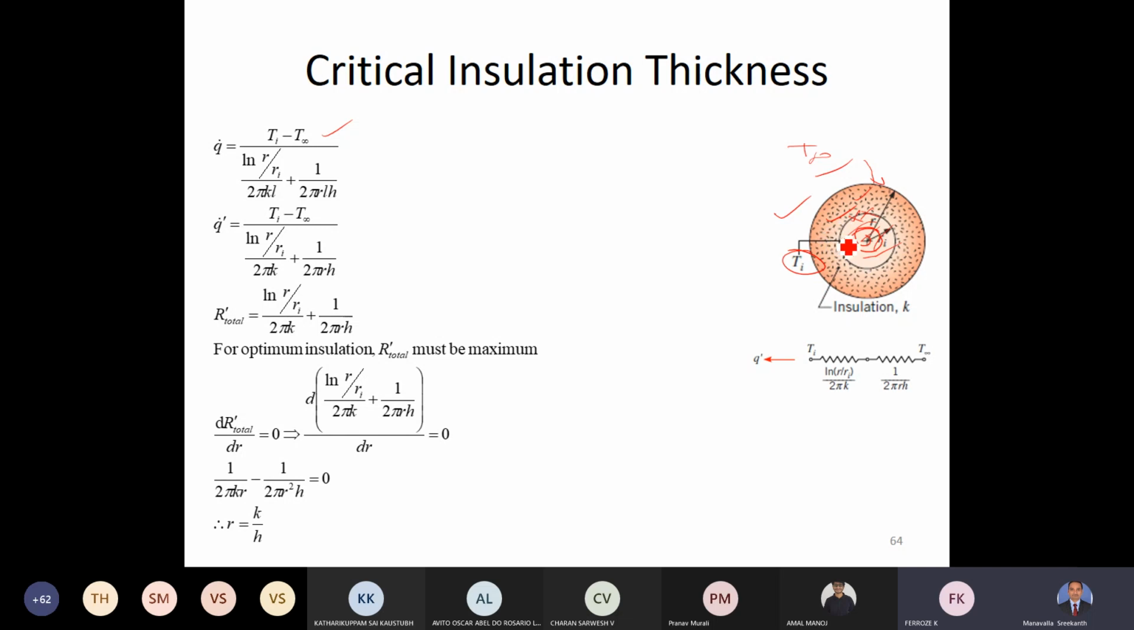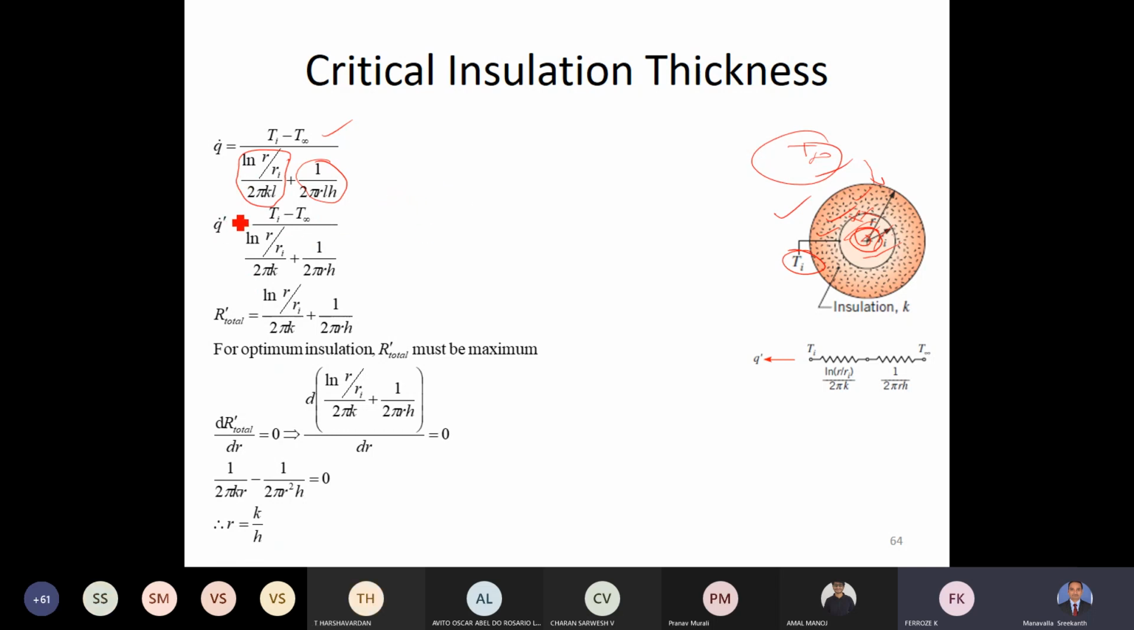First resistance is by conduction, and remember this is a cylindrical shape. So for the conduction resistance of a cylindrical shape, this is the formula: ln(R/Ri) divided by 2 pi K L. R is any radius and Ri is the inside radius. And the convection resistance is 1 by 2 pi R L h. So on the outside, the convection resistance is 1 by 2 pi R L h.